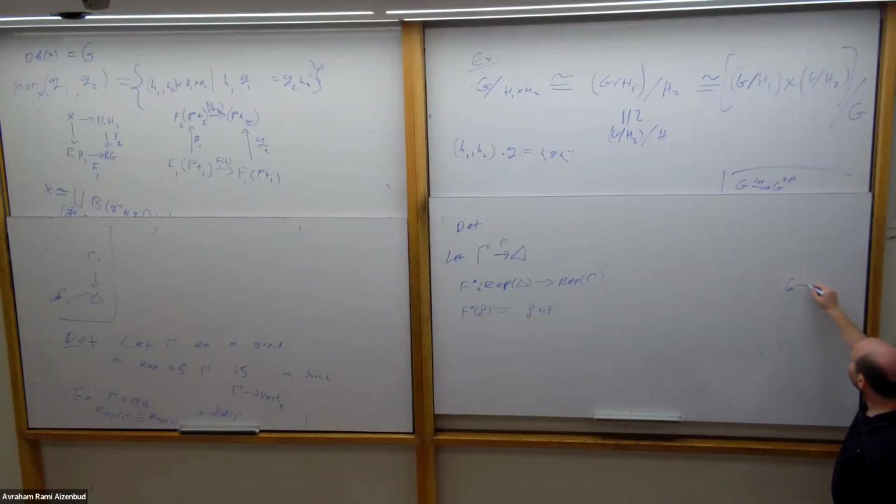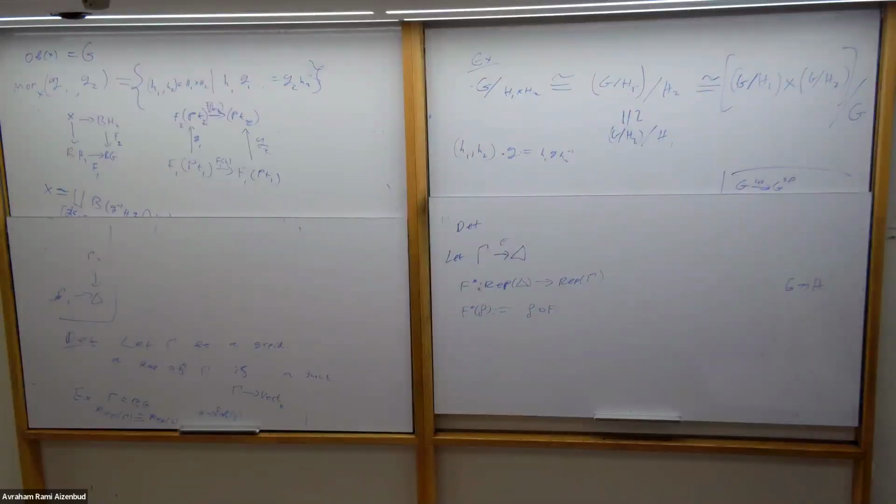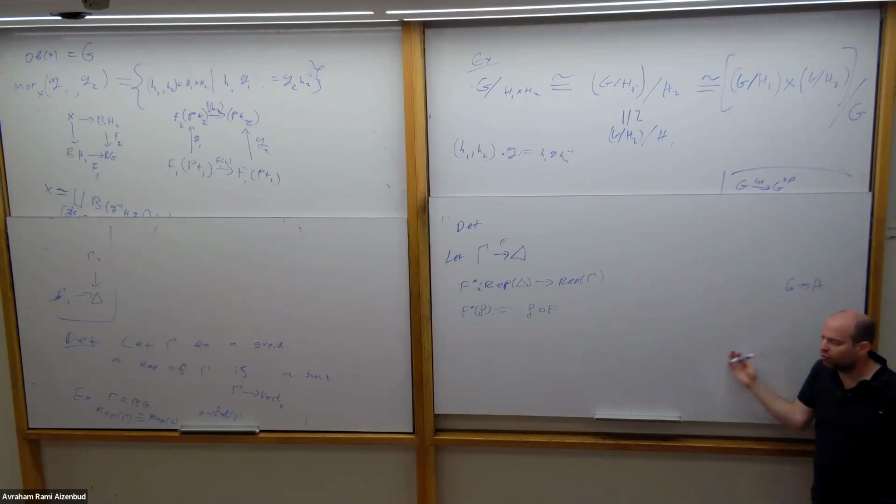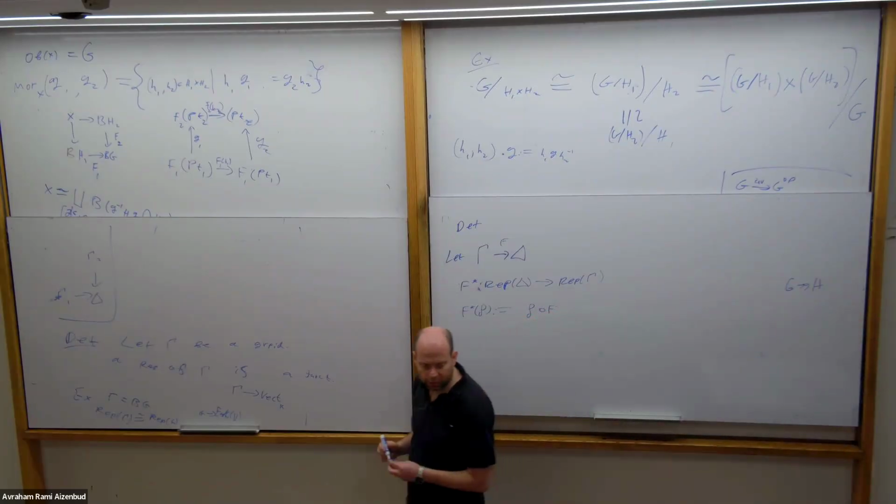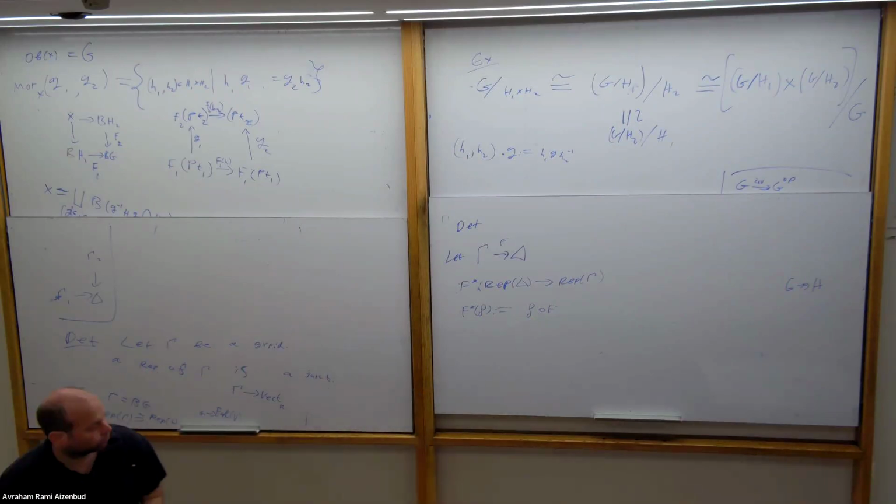If you have an onto map from G to H and you have a representation of H, you can also consider it as a representation of G, just one that factors through H. Both of these constructions are a special case of the pullback construction.